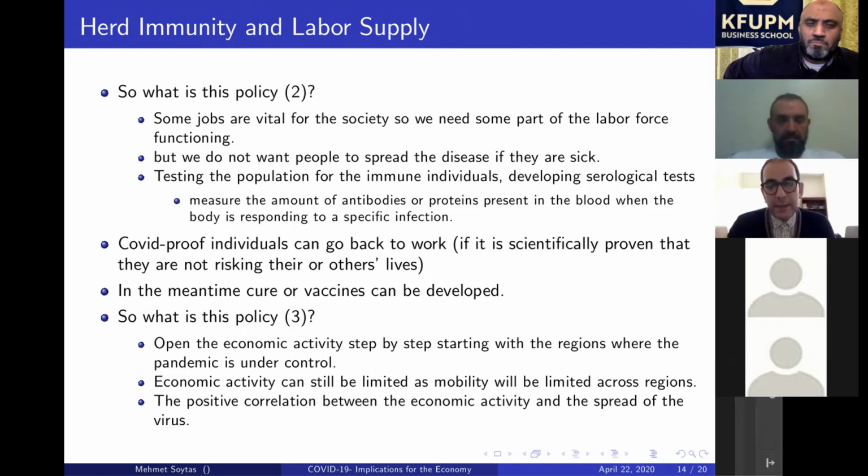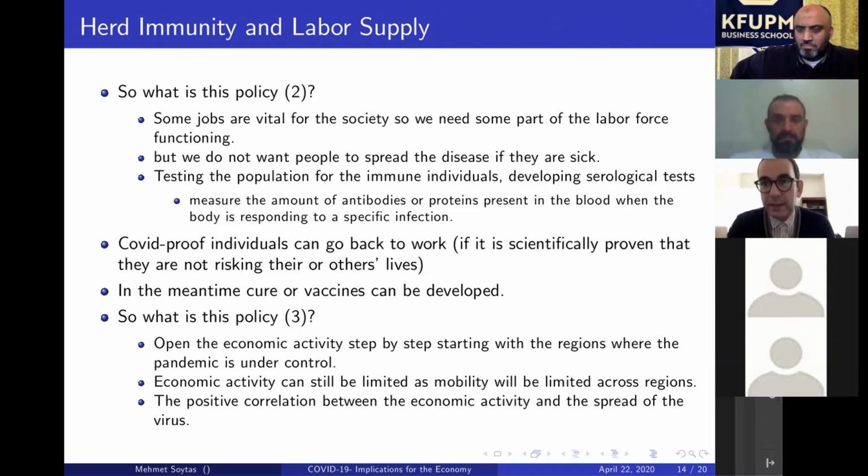The other one is about opening the economic activity step by step. So starting with some regions, or starting with some demographic groups which we see are less likely to be affected by the pandemic, or regions that have proved not to spread the disease as much as the other regions. Okay, that's definitely something that we already started to see in some countries. But economic activity still will be limited with this, so it doesn't mean that we will have full recovery with this policy. Okay, and especially with the limited mobility across regions.